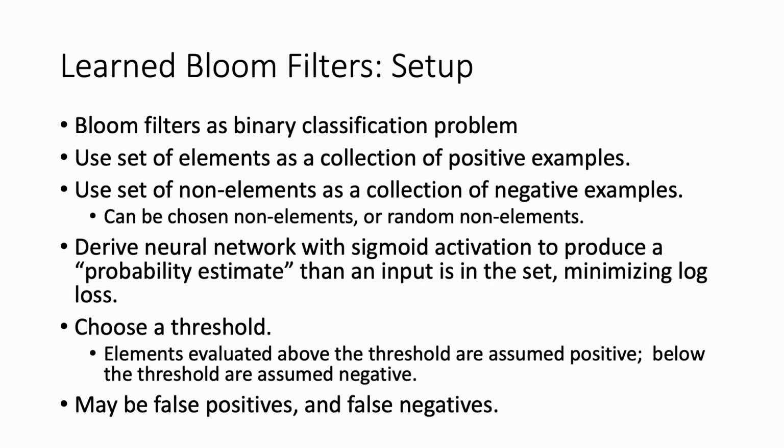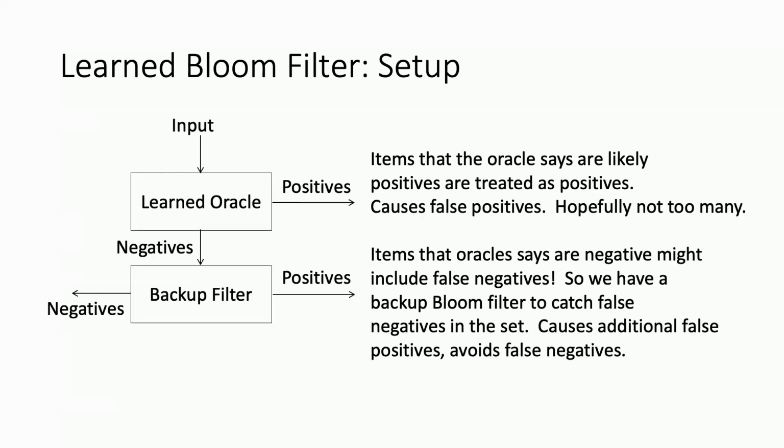And in both cases, there may be false positives, or you could get both types of errors this way. There might be false positives, might be false negatives. Right, so to avoid the false negatives, what we do is we have a backup Bloom filter, right? So you can think of this sort of diagram. It says, okay, you get the input. If the learned oracle says to accept it because it's above some threshold, then I accept it, right?